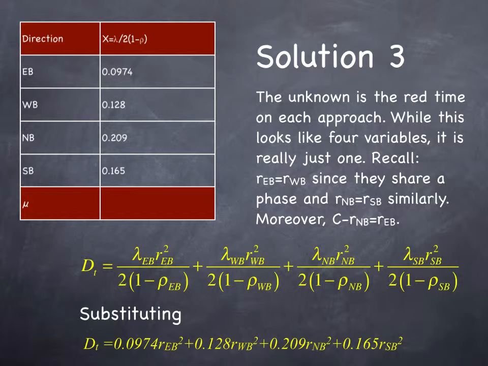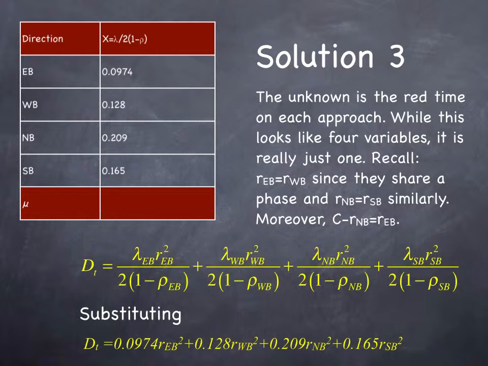We can substitute into our long equation and get an expression that the total delay is equal to 0.0974 times the red time on our eastbound approach squared plus 0.1228 times our red time on the westbound approach squared plus 0.209 times our red time on the northbound approach squared plus 0.165 times our red time on the southbound approach squared.